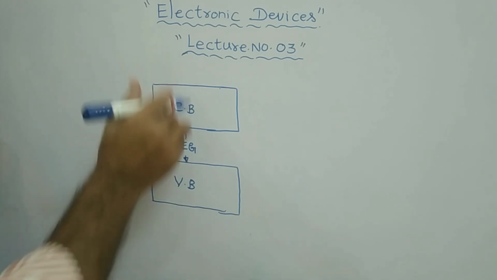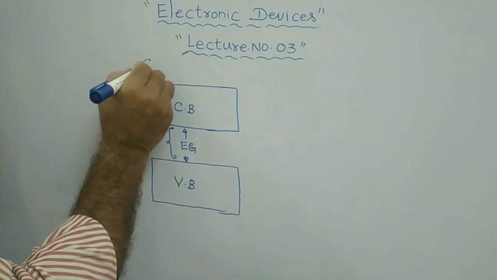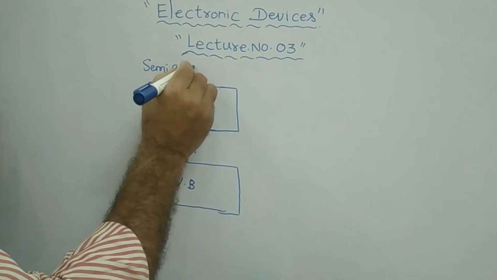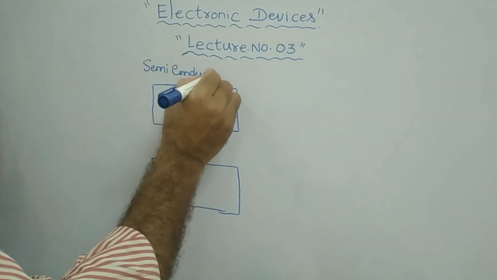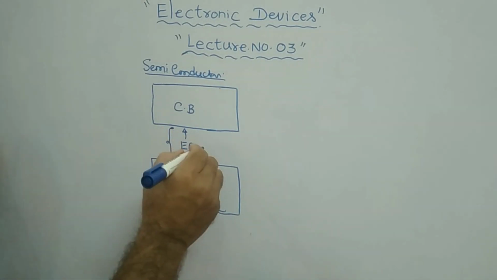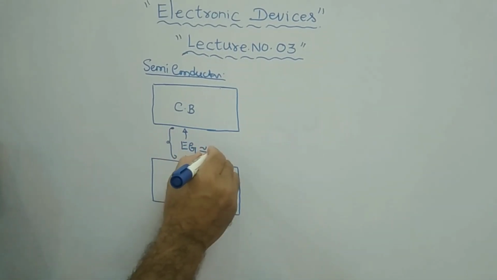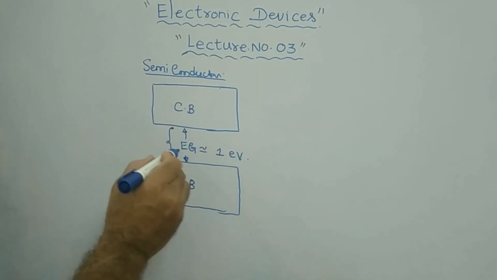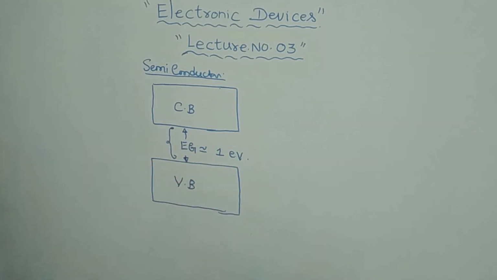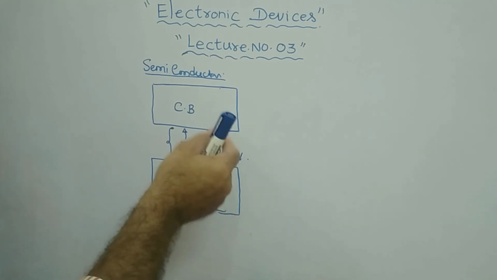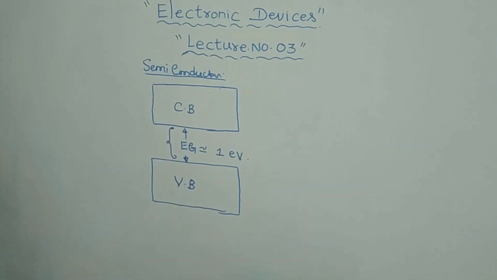This is the energy band diagram for semiconductors. For semiconductors, the value of Eg is about 1 electron volt. Remember, very important. The Eg is about 1 electron volt, which is very small if you compare it with an insulator.